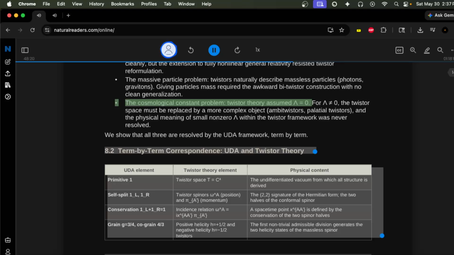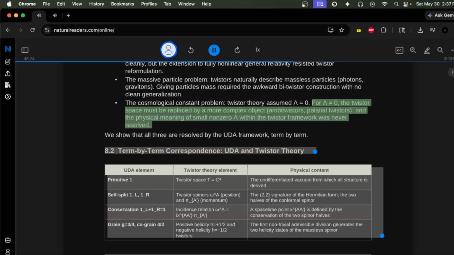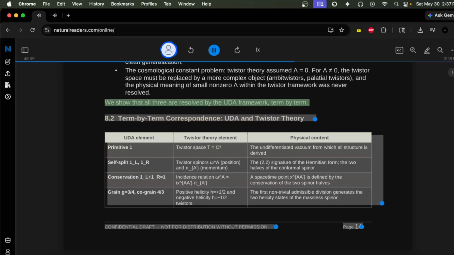The cosmological constant problem. Twistor theory assumed lambda equals 0. For lambda does not equal 0, the twistor space must be replaced by a more complex object, and the physical meaning of small non-zero lambda within the twistor framework was never resolved. We show that all 3 are resolved by the UDA framework term by term.